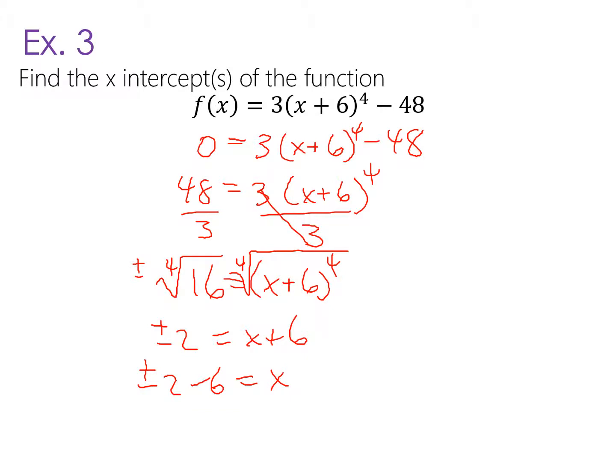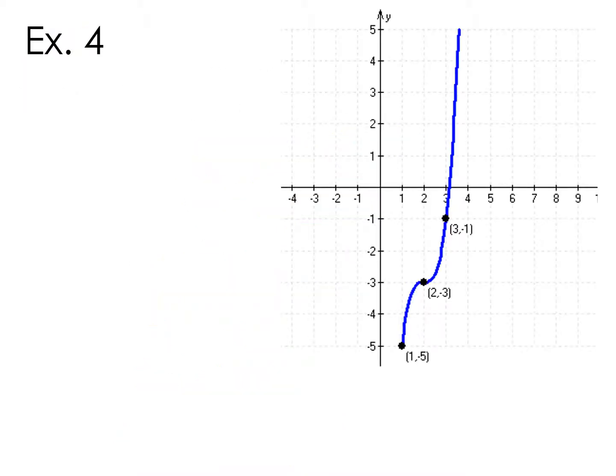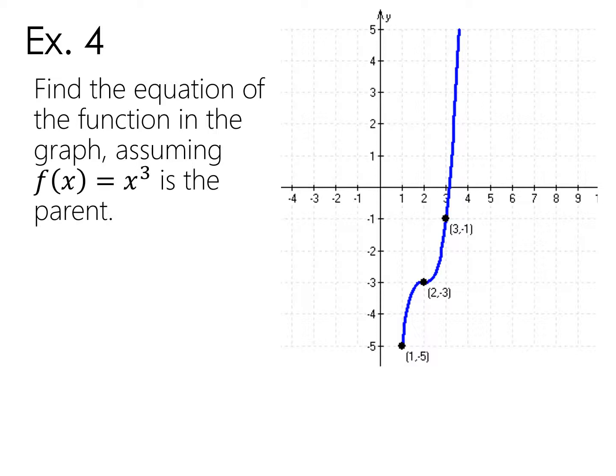At this point, split it off into your two possible solutions. So negative 2 minus 6 equals x, negative 8 equals x. And our other solution would be 2 minus 6 equals x, negative 4 equals x. And there's our two x-intercepts, or two roots, or two zeros. Our last example.